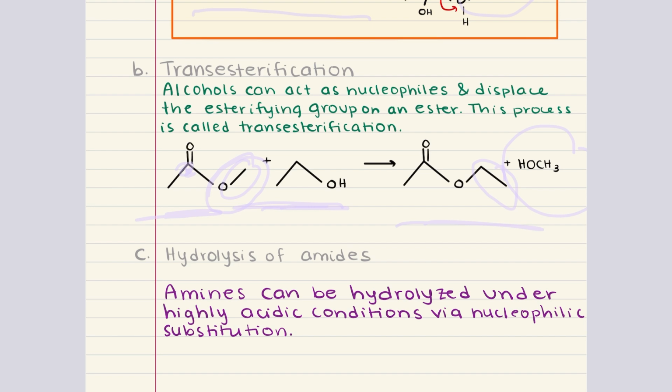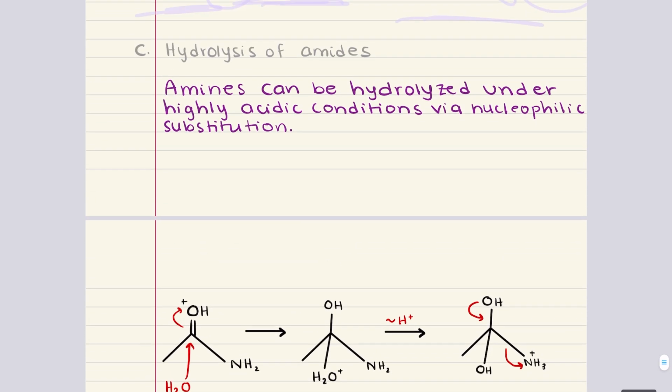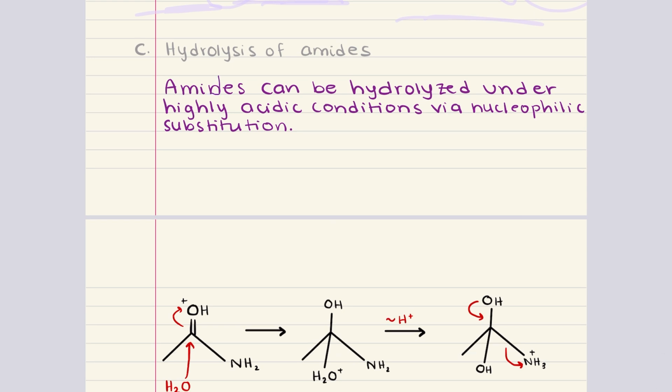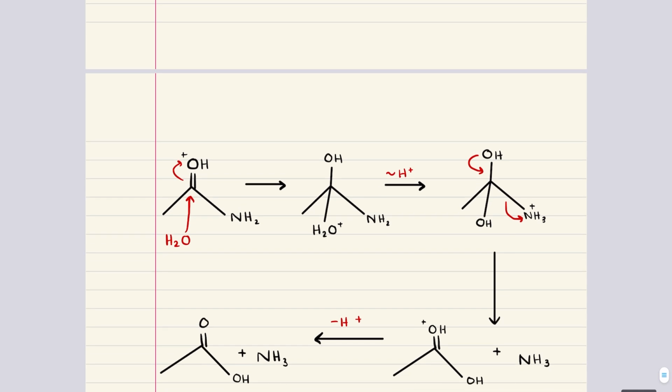So in biological systems, they are part of processes like triglyceride metabolism, and in industry, they're key in the production of biodiesel. Now moving on, let's discuss the hydrolysis of amides. Amides can be hydrolyzed under highly acidic conditions to regenerate the corresponding carboxylic acid. And this reaction proceeds through a nucleophilic acyl substitution mechanism that's similar in principle to what we've already seen with other derivatives.